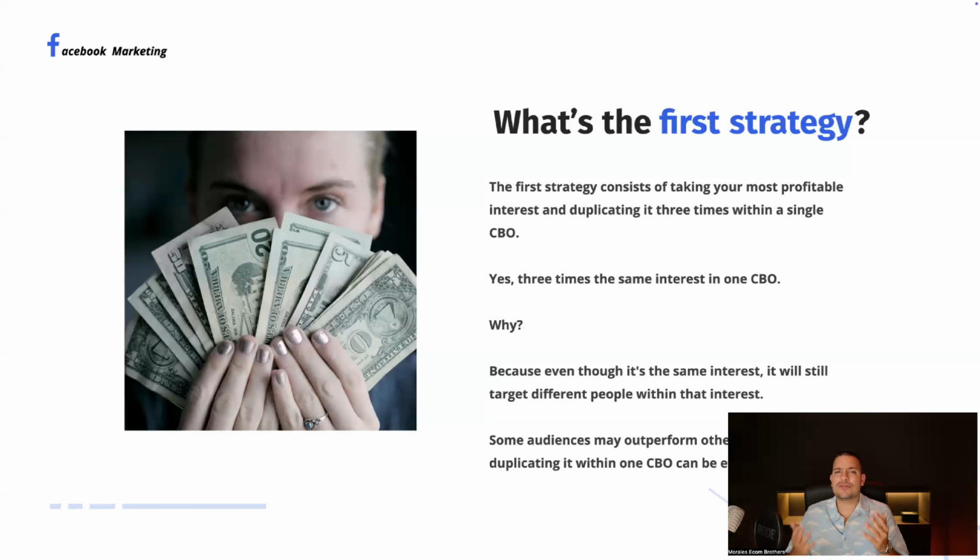And also you need to understand that every single interest, even though it's the same interest, just because you duplicate it 3 times, it doesn't equal 3 times the same results. So since it doesn't equal 3 times the same results, and the result can fluctuate even inside the same interest, we duplicate it 3 times in order to have more stability.